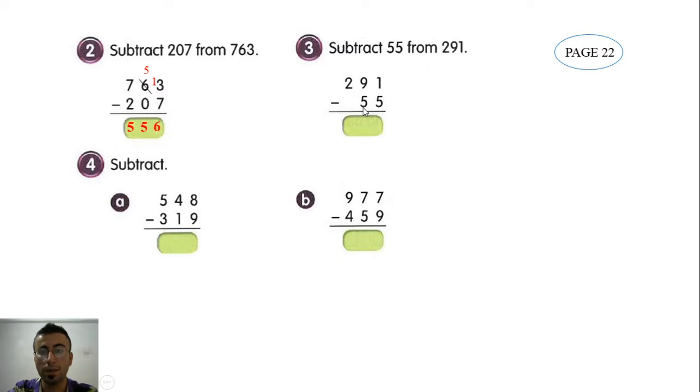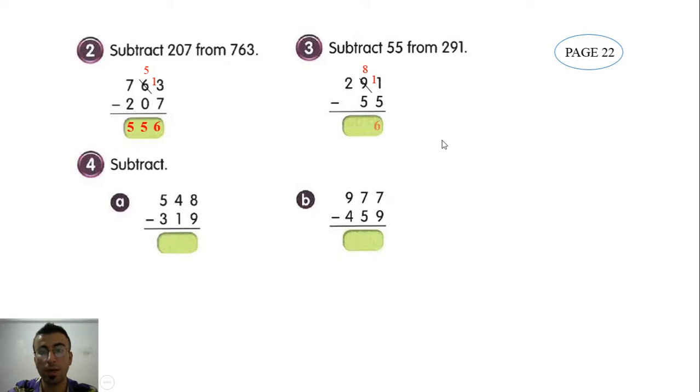291 minus 55. We cannot take 5 ones from 1 one. So we need to regroup. Let's take 1 ten from 9 tens. Okay? So we have 1 here and we add 10 ones. And now we have 11 ones. And what we have here? 8 tens. Okay?